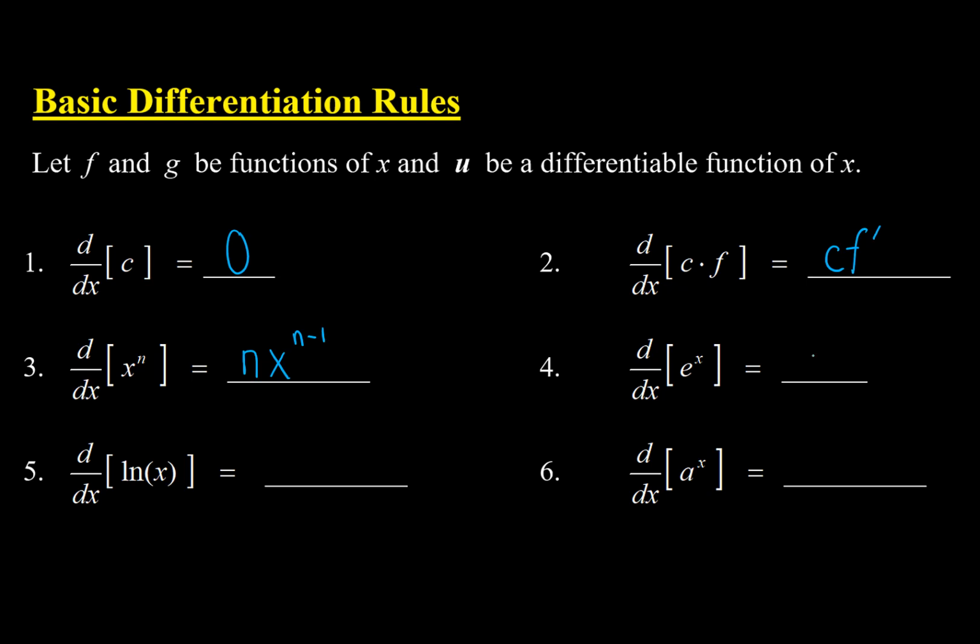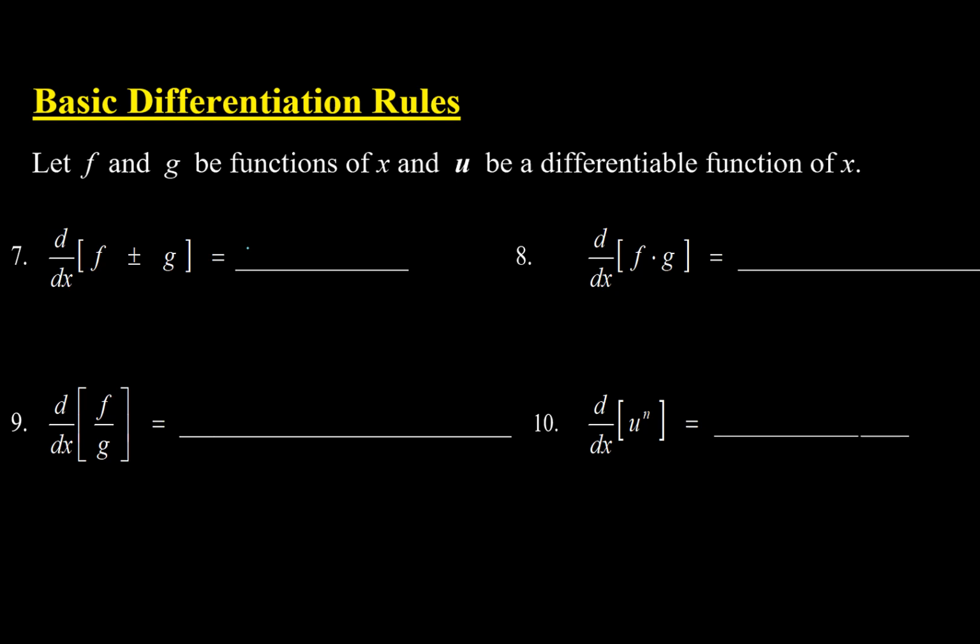Next one, you've got e to the x. e to the plain Jane x, the derivative of that is just e to the plain Jane x. Natural log of x, the derivative of that is 1 over x. And the derivative of a to the power of x is 1 over the natural log of a times x. Next page. Again, go ahead and fill this out and see if we match. Hit pause and go.